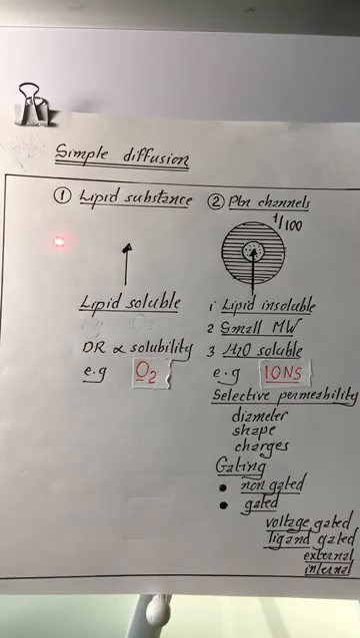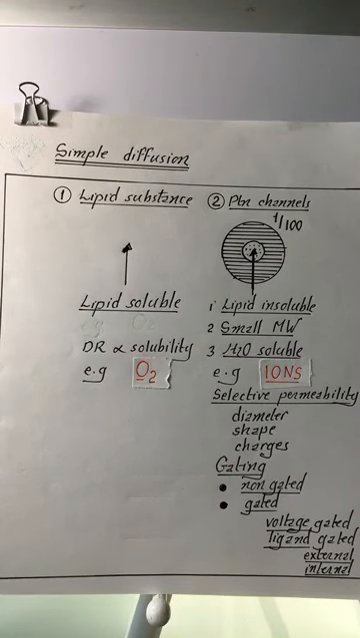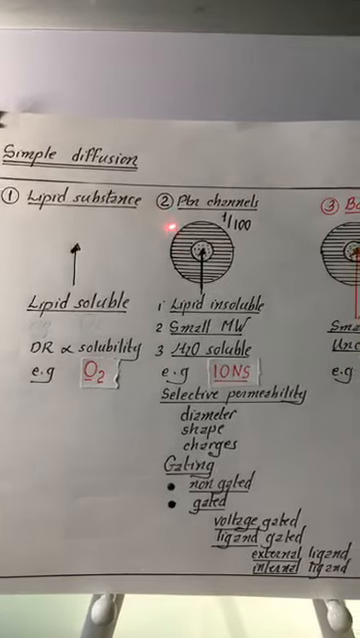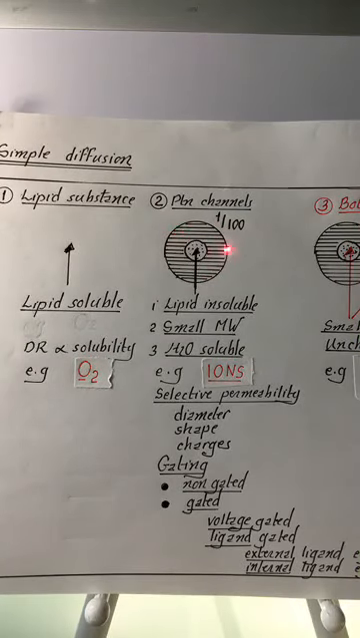We start with simple diffusion. Imagine the wall in front of you, or the page in front of you, is the cell membrane. This cell membrane is nothing but a lipid substance. Floating in this lipid substance are protein channels, imagined as protein balls.